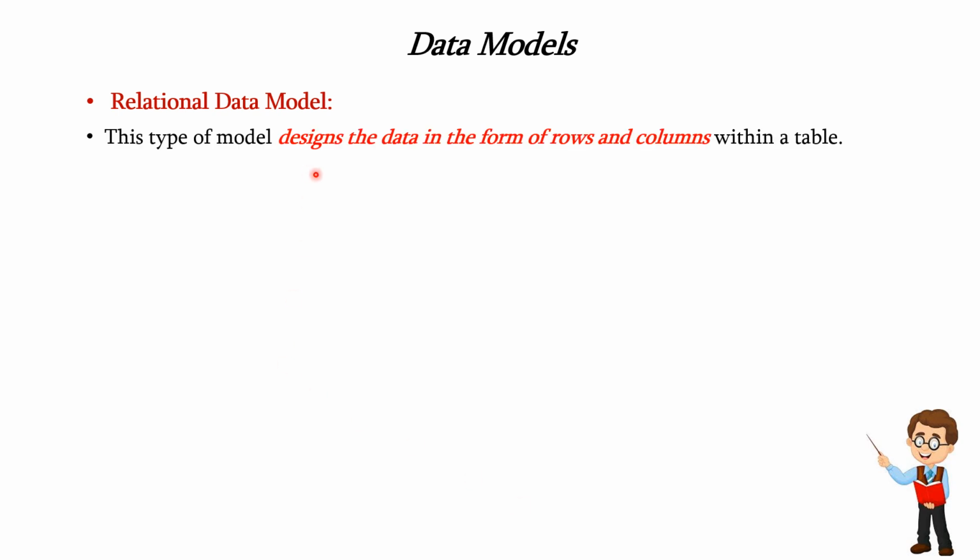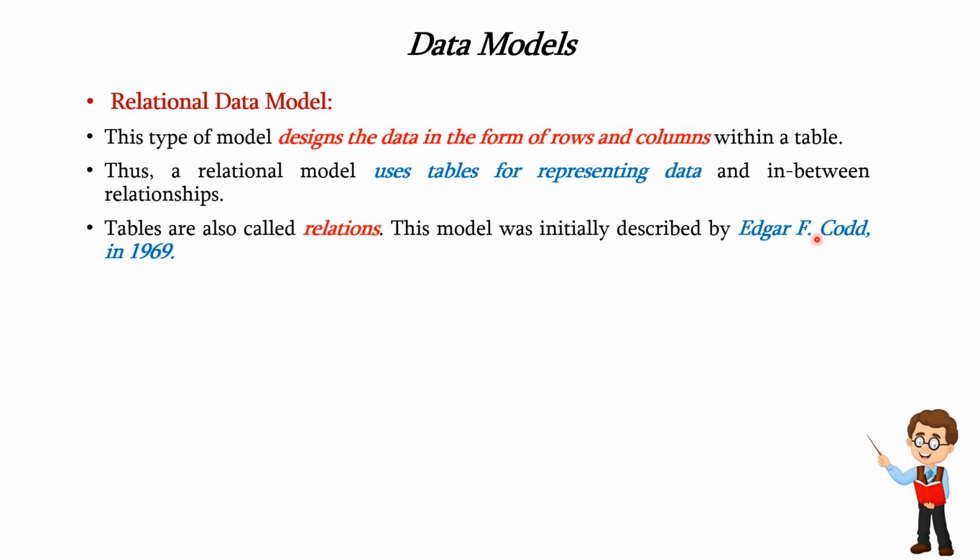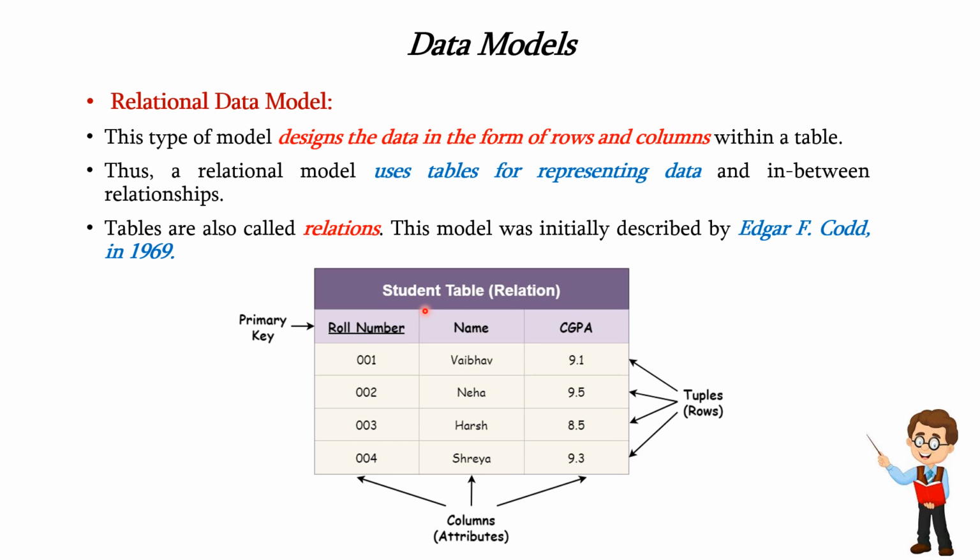This type of model designs the data in the form of rows and columns within a table. Thus, a relational model uses tables for representing the data and in between relationships. Tables are also called relations. This model was initially described by Edgar F. Codd in the year 1969. So, this is the example for relational data model.